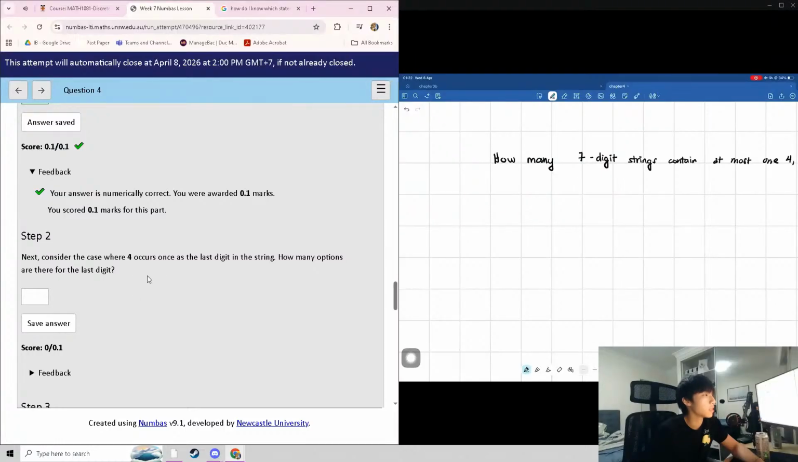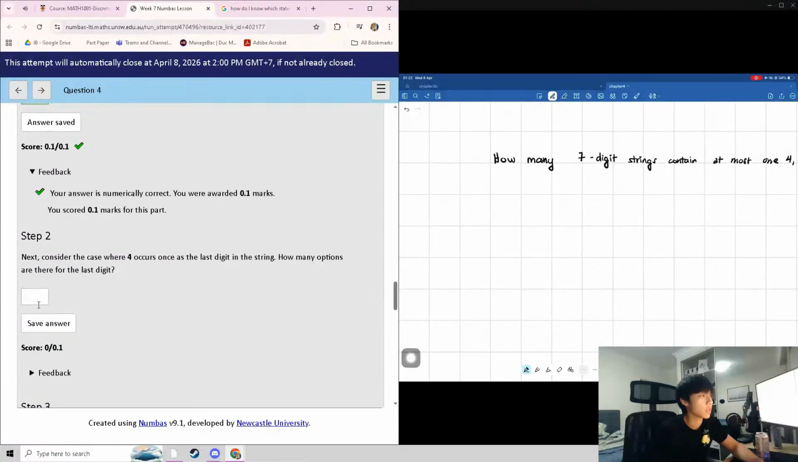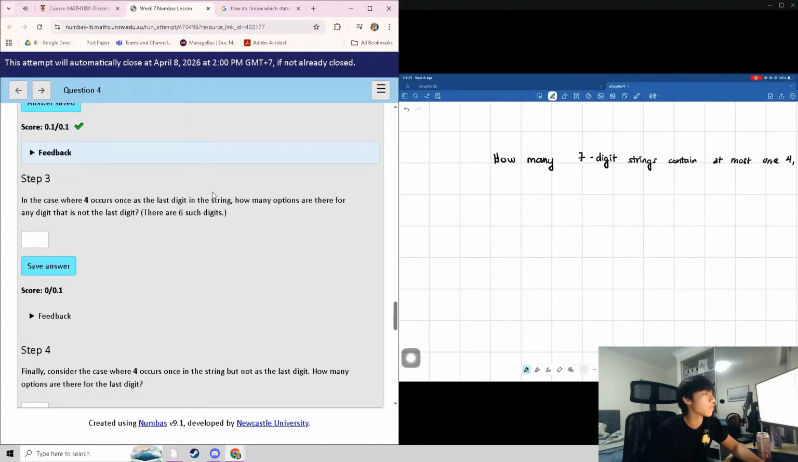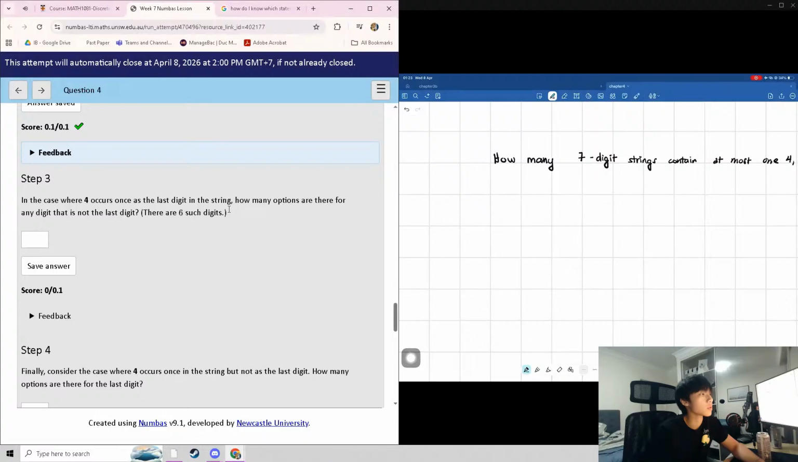Next, consider the case where 4 occurs once as the last digit in the string. How many options are there for the last digit? 1. In the case where 4 occurs once in the last digit, how many options are there for any digit that is not the last digit? There are 9.